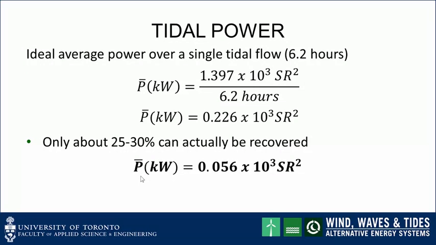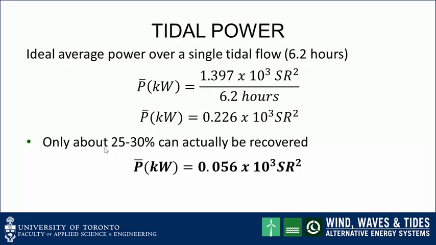Now, if we want to look at the power available, we can take the energy and divide it by the time over which that energy is released. So if we start off with our idealized energy and divide by the tidal period, 6.2 hours for a single flow, so the ebb or the flood, we get 0.226 times 10 to the third S sub r squared.